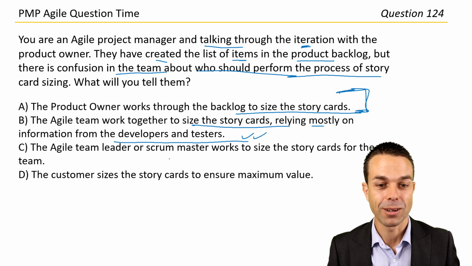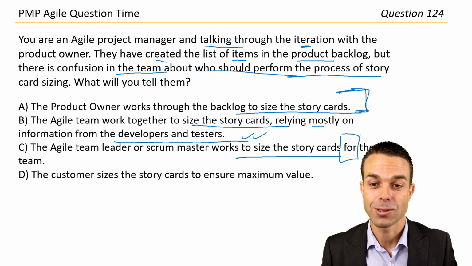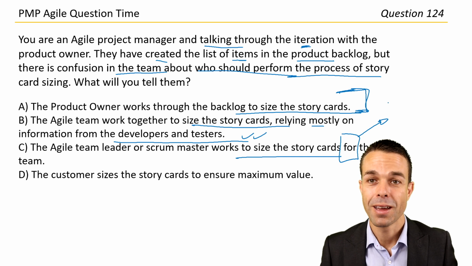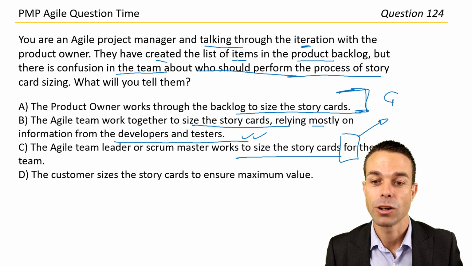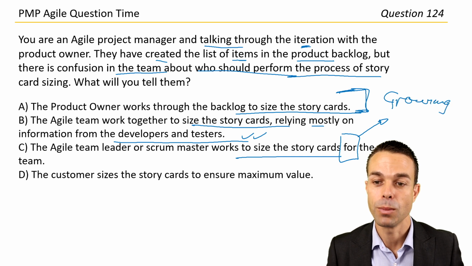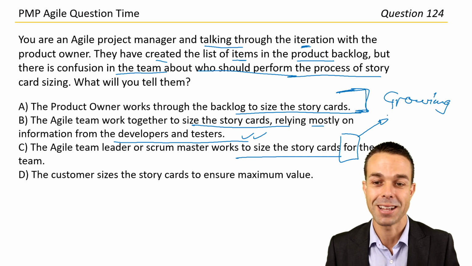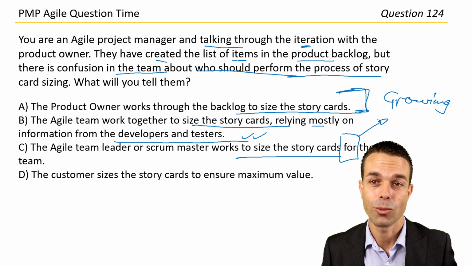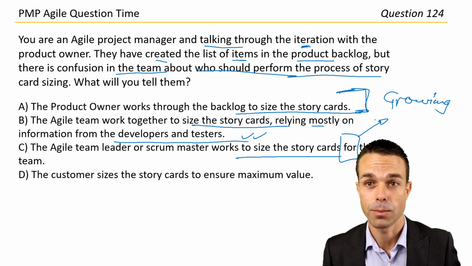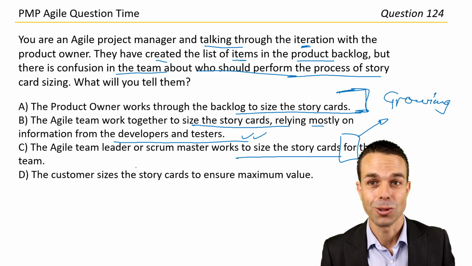The Agile team leader or scrum master works to size the story cards for the team. No. Even though we're saying servant leadership, serving doesn't mean doing everything for the team. It means growing the team, and it means removing blockers so the team can do their best work themselves. So when we say we're servant leaders, we're not actually doing everything for them. We're helping people do the best that they can possibly do and be the best that they can possibly be. So that's a good idea there.